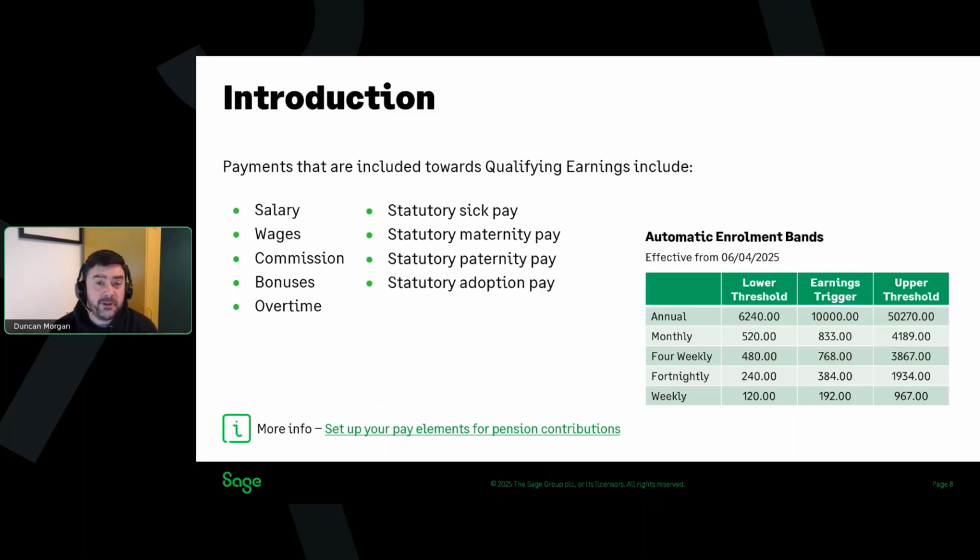Now, these thresholds are built into your payroll software. Payroll will do the calculation for you, but for you to understand how that calculation is being done, you'll need to know that the lower and upper thresholds apply in these calculations based on the employee's pay frequency. So for monthly, for example, the lower threshold is £520 and the upper threshold is £4189.